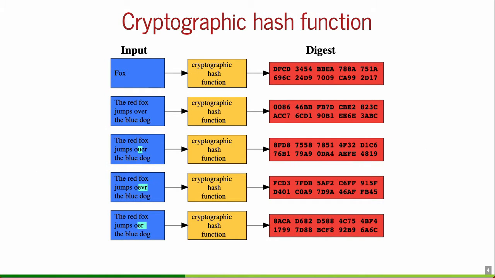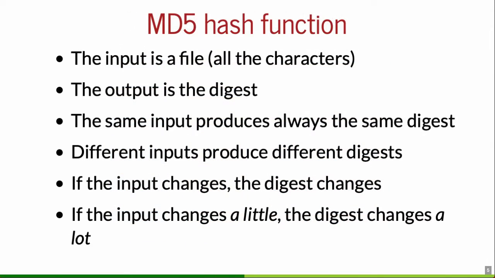You have an input, and for every input, you calculate a value that has a fixed length. Basically, every time you change one letter, or you change the order of letters, or you add or delete one letter, the result will be very different. The input of this function, the MD5 hash function, is a file, all the characters of the file. The output is the digest.